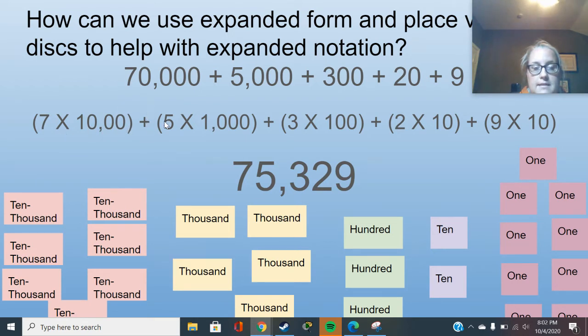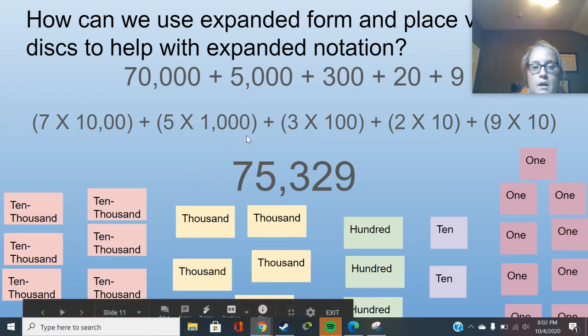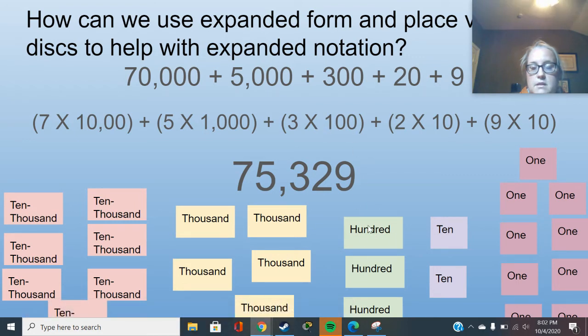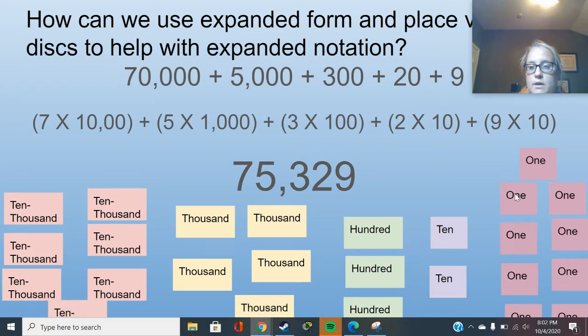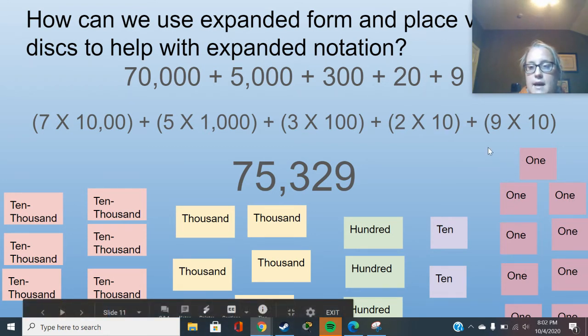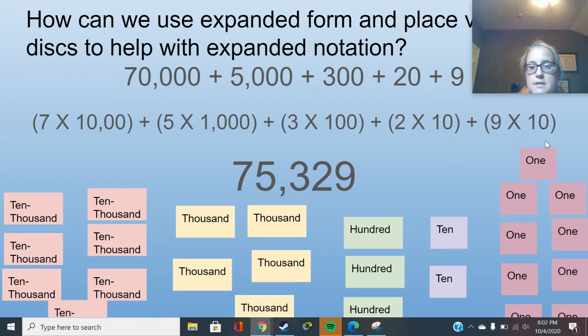And I'm going to add that with my thousands. So then I'm going to count my thousands. There's 5 of them. Look, there's my 5 times 1,000 because that's what place I'm working in. Plus 3, 1, 2, 3. There's my 3 place value discs for the hundreds. So 3 times 100 because they were for the hundreds place. Excuse me. Then I have 1, 2, 10s. So there's my 2 times 10 plus 1, 2, 3, 4, 5, 6, 7, 8, 9. So there's my 9 times 10.